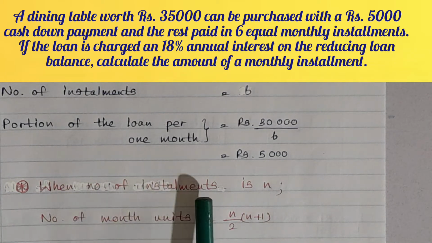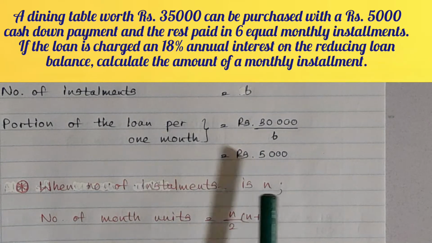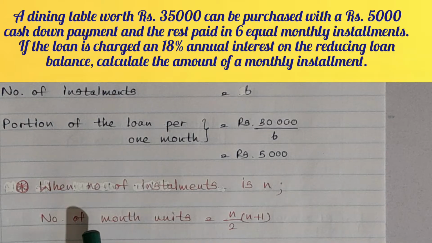Then we can find the month units by taking this equation. When the number of monthly installments is n, we can find the number of month units by n over 2 times n plus 1. This is important when we are performing the short method.